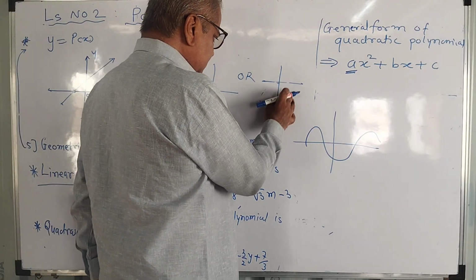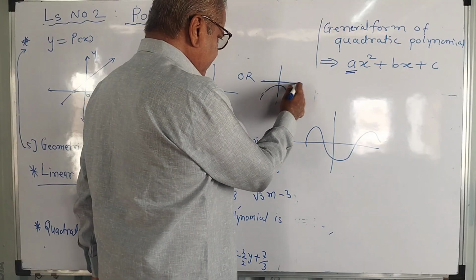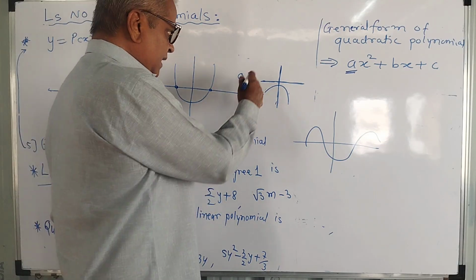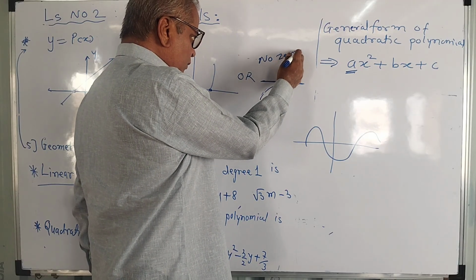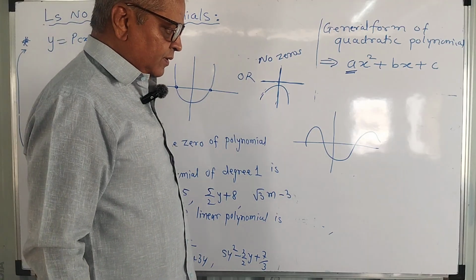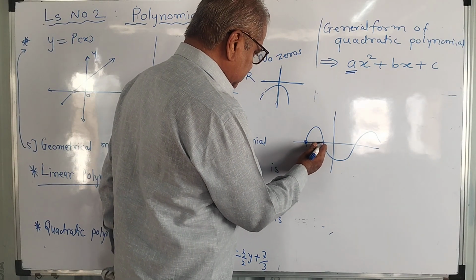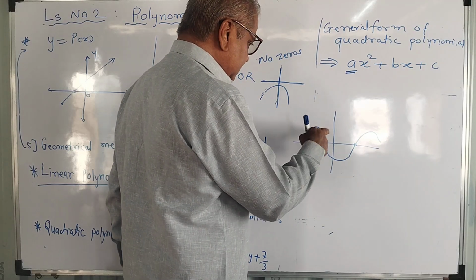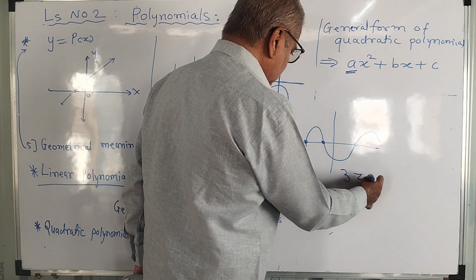If this is a parabola opening downward, look at this graph. It does not intersect the x-axis. So that's why this graph has no zeros, or this polynomial has no zeros. Now look at this graph. It cuts the x-axis once, twice, and thrice, and therefore this graph or this polynomial has 3 zeros.